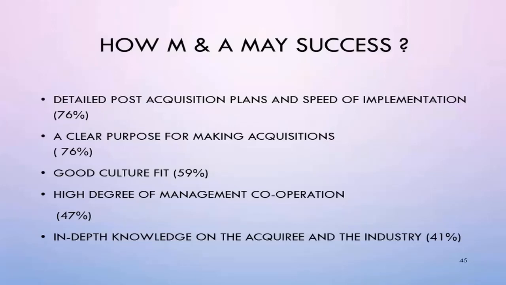First one, detailed post-acquisition planning and speed of implementation. Before they go for this corporate marriage, they have to have a very detailed plan of how they are going to do it, the post-acquisition plan. Especially who is going to be redundant, you need to prepare the list. What kind of products they are going to stop, what kind of operations they are going to cease, what kind of business units you are going to sell, what are the assets that you are going to take over. All that has to be properly planned. And there should be a clear purpose for making the acquisition. You need to be very clear why you are taking over this, not for fun. You need to have a strategy for that.